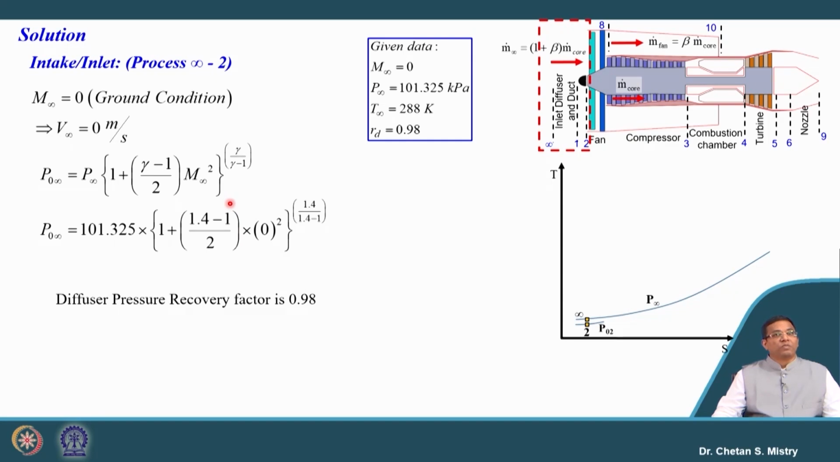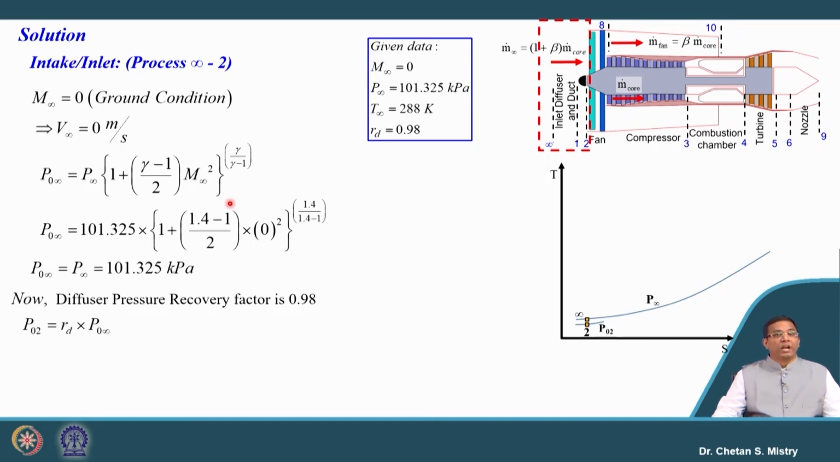So, that is the reason why, if you put this number, it says my total pressure at the entry of intake is 101.325 kilopascal. Be careful, this is not related to our diffuser efficiency. Now, we have the diffuser pressure recovery factor, which is 0.98.